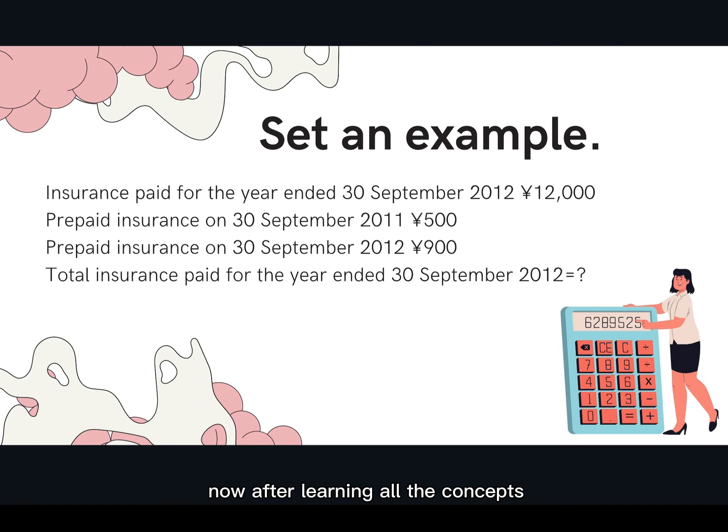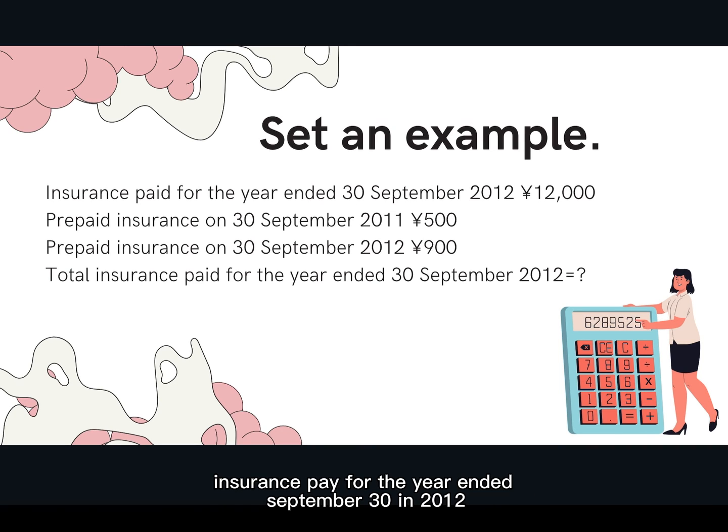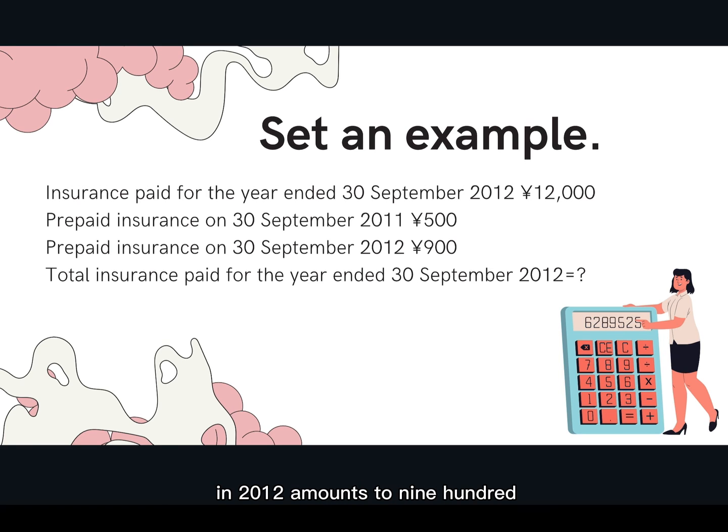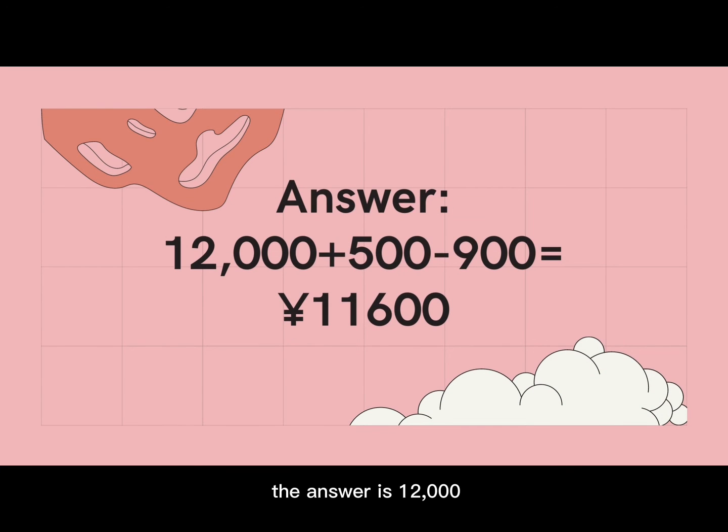Now, after learning all the concepts, we shall set an example for practice. Insurance paid for the year ended September 13th in 2012 amounted to 12,000. Prepaid insurance on September 13th of 2011 amounts to 500. Prepaid insurance on September 13th in 2012 amounts to 900. So what shall be the total insurance expense for the year ended September 13th in 2012? The answer is 12,000 plus 500 minus 900 equals 11,600.